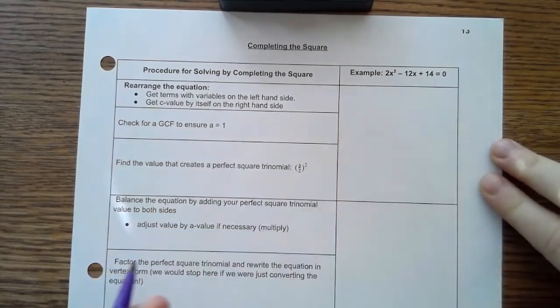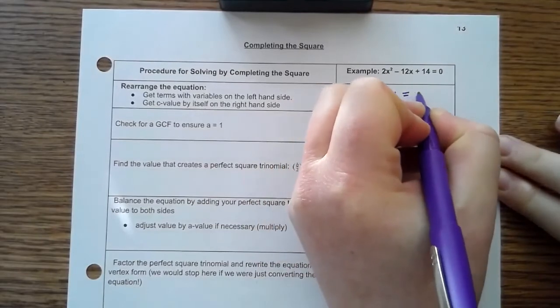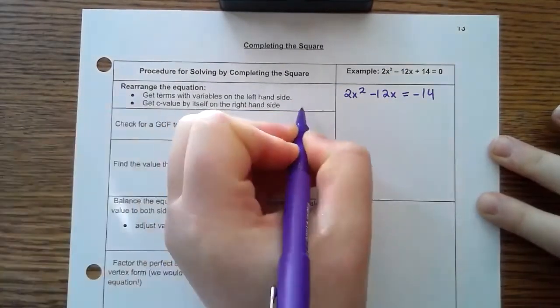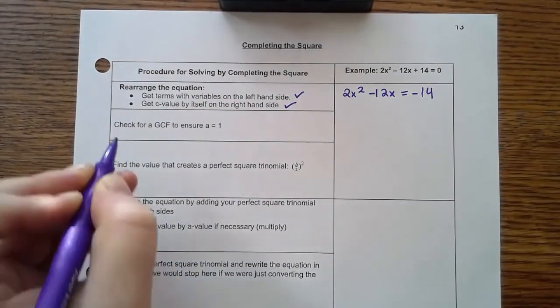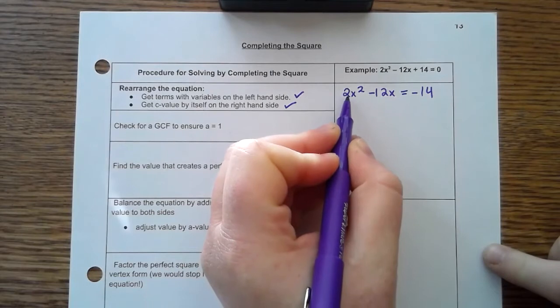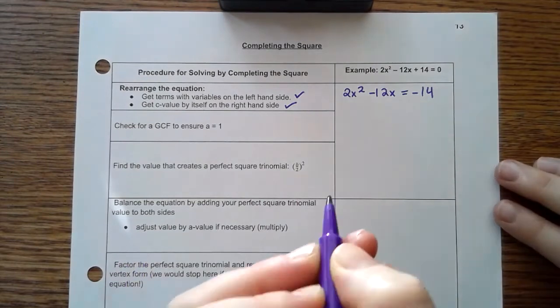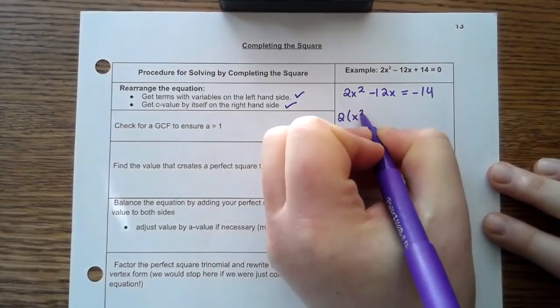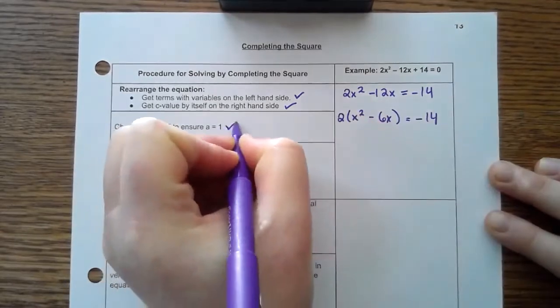So my C value is 14, so to follow these instructions, I have 2x squared minus 12x equals -14. So that was that step. And this step was already done for us. It was already equal to 0. Check for a GCF to ensure A equals 1. So right now, A equals 2. So I am going to factor out a 2 because I can see that everything's even on the left. So what this becomes is 2x squared minus 6x equals -14. So we did that step. There we go.